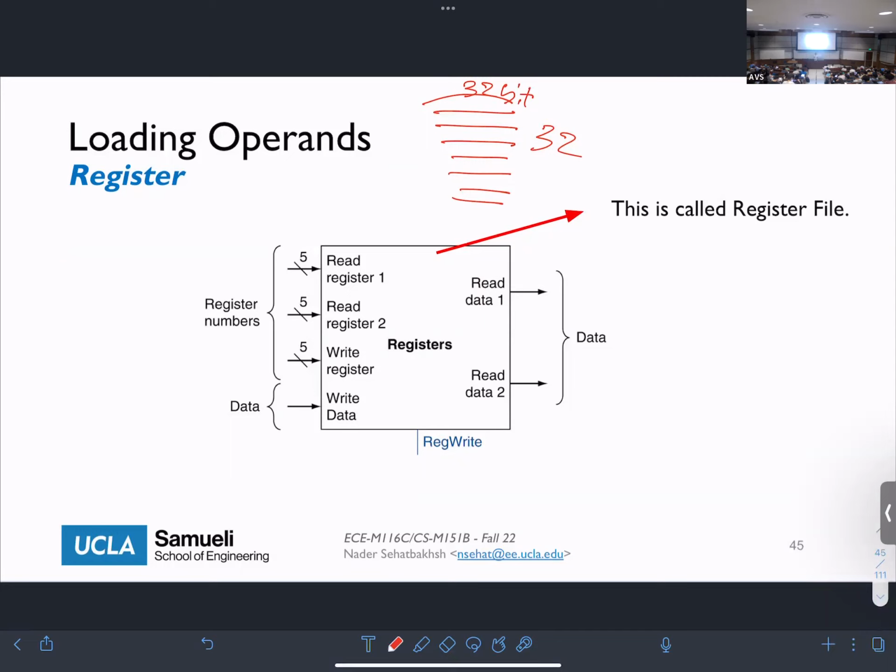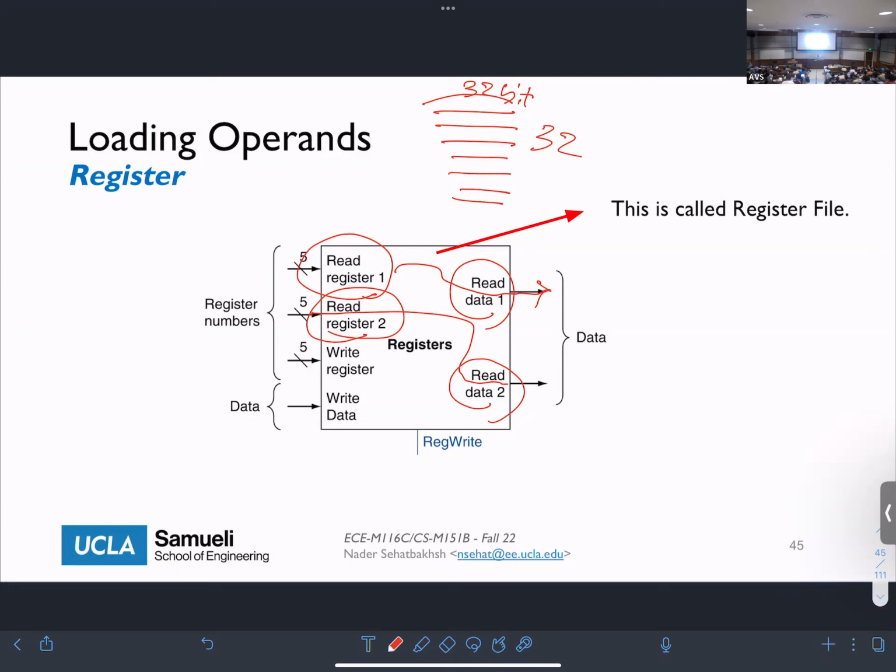And remember that sometimes we have RS1, sometimes we have RS1 and RS2, and sometimes we have RS1, RS2, and RD. So that's why we have read register number 1 and read register number 2. Read register number 1 sends the data to read data number 1, and read register number 2 sends the data to read data number 2. So our outputs are two 32-bit values, which are RS1 and RS2.